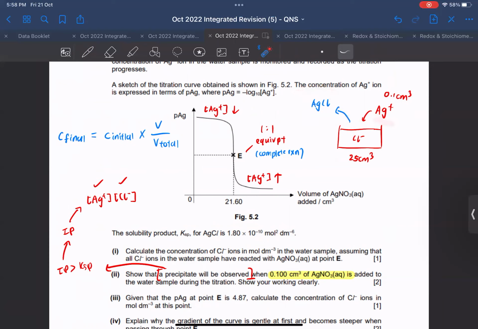So the Ag+, whatever you throw inside, will never increase at the beginning, because the moment you throw it in, it comes out. You come in, you come out, right? So it doesn't increase much. That's why the gradient is very gentle.